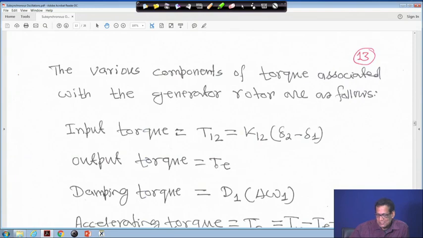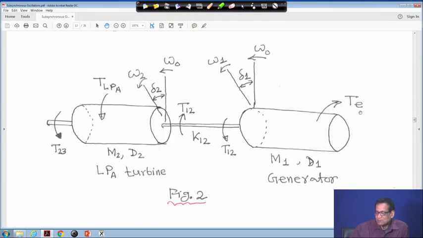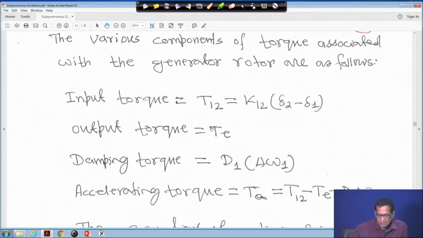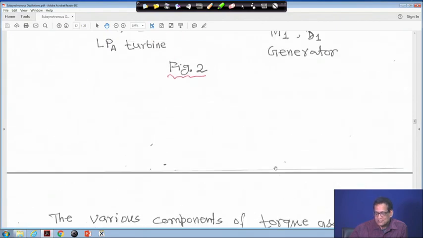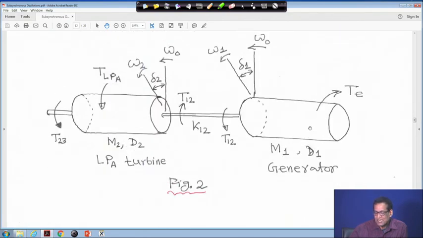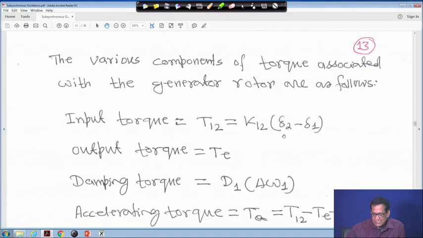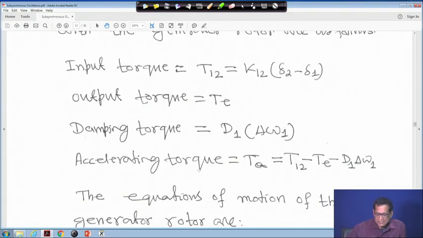Similarly, the output torque is Te. Now, the damping torque is D1 into delta omega 1. So, this is D1 and it will be delta omega 1. Later we will see this. So, the accelerating torque Ta will be equal to T12 minus Te minus D1 delta omega 1. This is how we write the accelerating torque Ta.